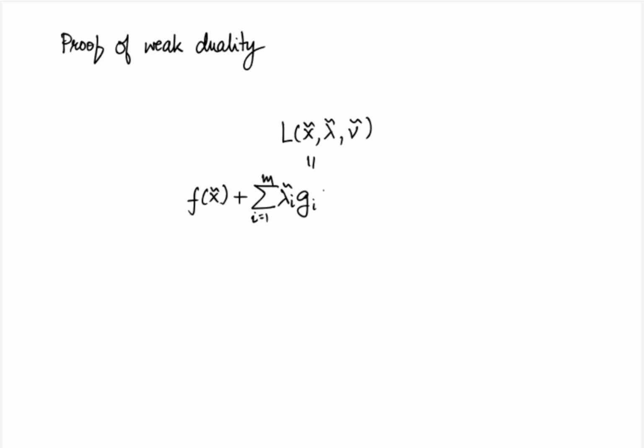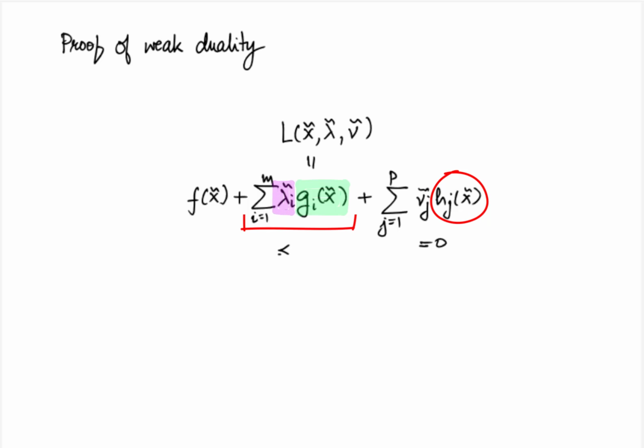We begin with writing the Lagrangian for some feasible x tilde, lambda tilde, nu tilde. The Lagrangian is written as earlier. Now let us try to upper and lower bound the Lagrangian. First observe that this term is 0 because since x tilde is assumed to be feasible, it satisfies the equality constraint. In the same way, g_i of x tilde is less than or equal to 0 while lambda tilde is greater than or equal to 0, so the second term is non-positive. In other words, we are adding something negative to f of x tilde, so the whole term can be upper bounded by f of x tilde.